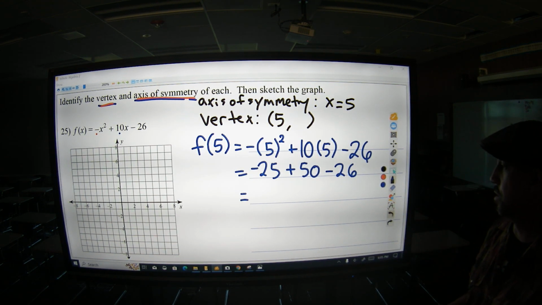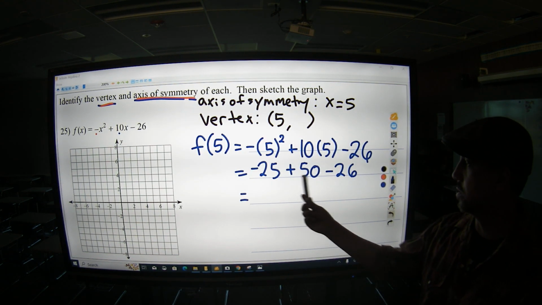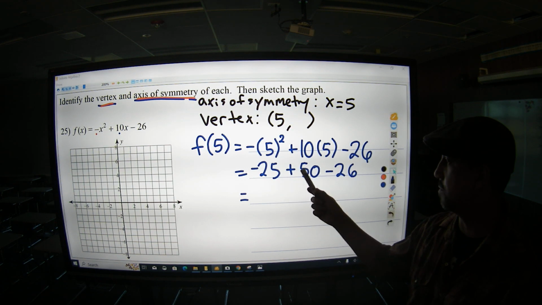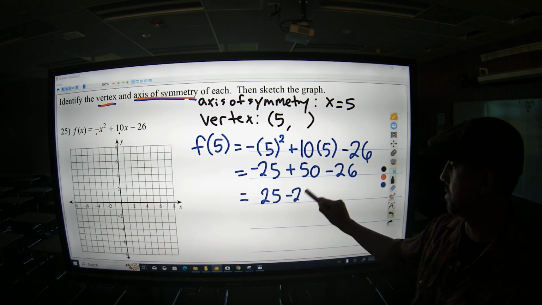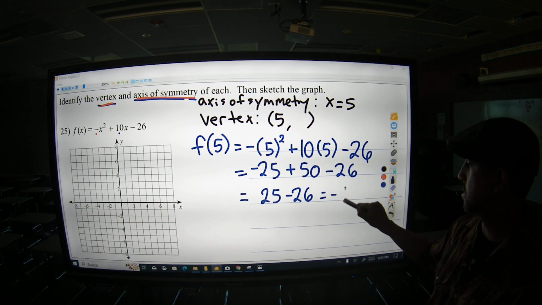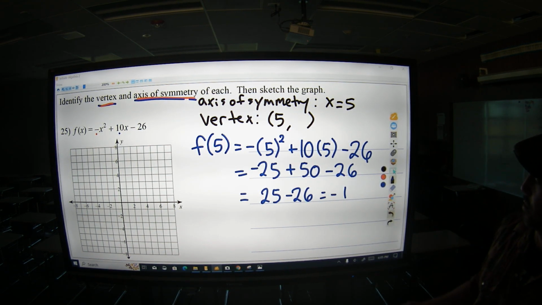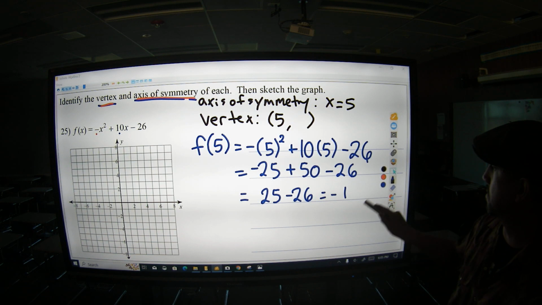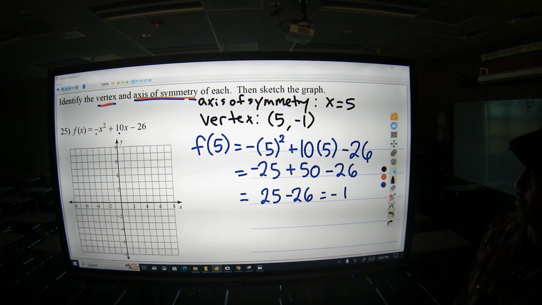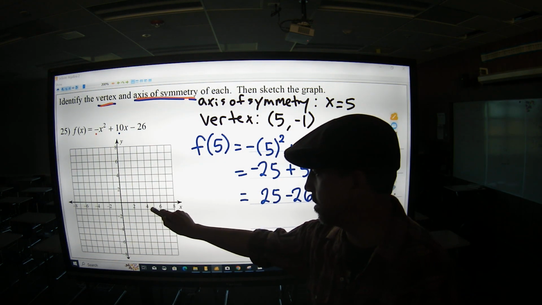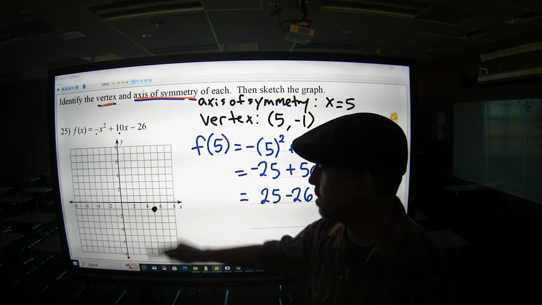So you can show all your steps if you want. Maybe we could do this in one step, right? Negative 25 plus 50 is 25. And then we have 25 minus 26, which gives us negative 1. So now I know my y-coordinate of the vertex, which is negative 1. And so now finally we can go write that down. We have 5 and negative 1. That's our vertex.